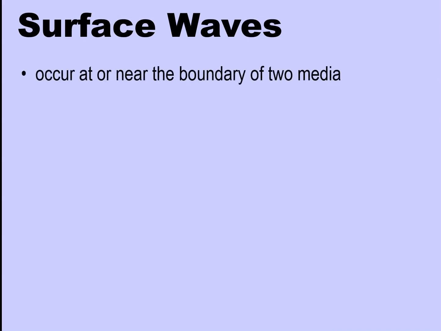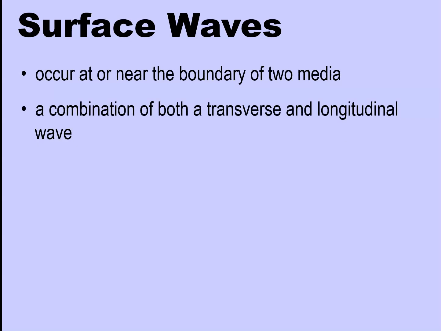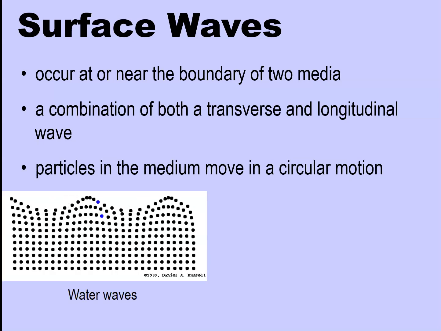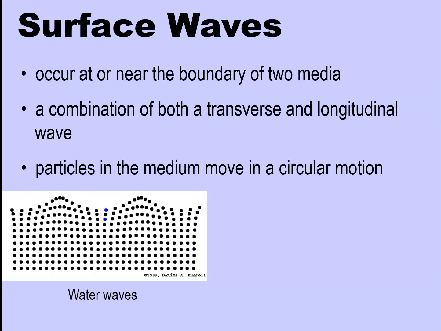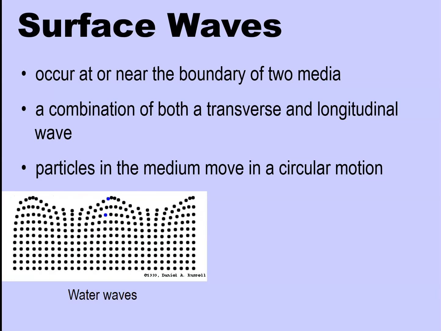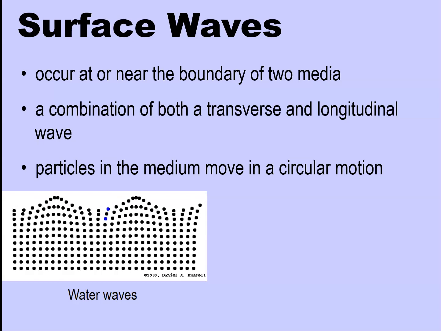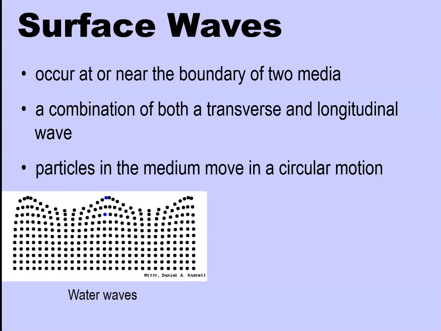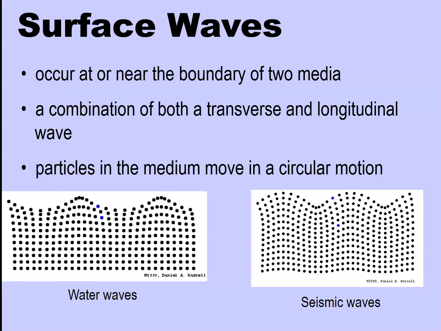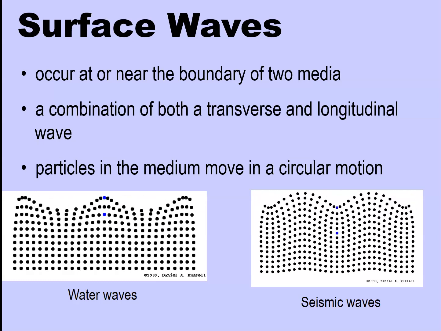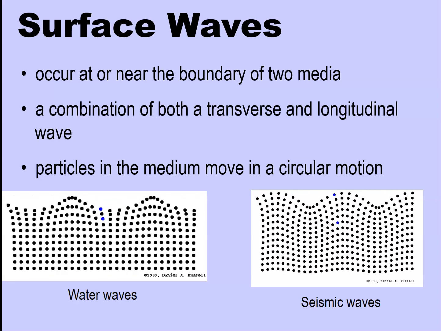Lastly, we have the surface waves, and these waves occur at or near the boundary of two media. They're also a combination of both a transverse and longitudinal wave. Because of this, they make particles in the medium move in a circular motion. So here is an example of that. Here we can see our water waves, and think about it, water waves occur at the surface of the liquid water and the air. And we can see the particles there moving in a nice circular motion. Seismic waves are also examples of surface waves. And we can see, again, those blue dots representing our particles are moving in a circular motion.